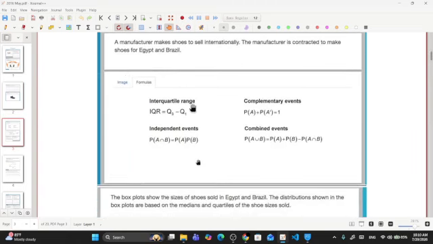So there is an interquartile range given, and there are complementary and combined events. This is basically a formula sheet. Interquartile range is basically the maximum value. As you know, the max value minus the minimum value is called the range, right? The interquartile range is essentially the range between two quartiles, like Q3 and Q1. Complementary, independent, and combined events are related to sets and Venn diagrams.